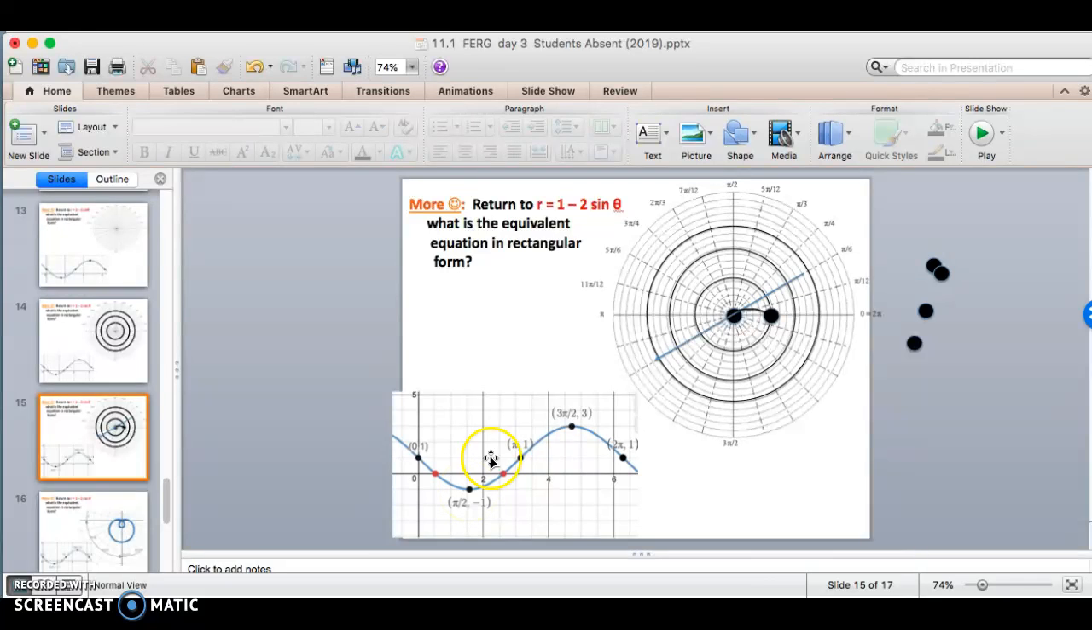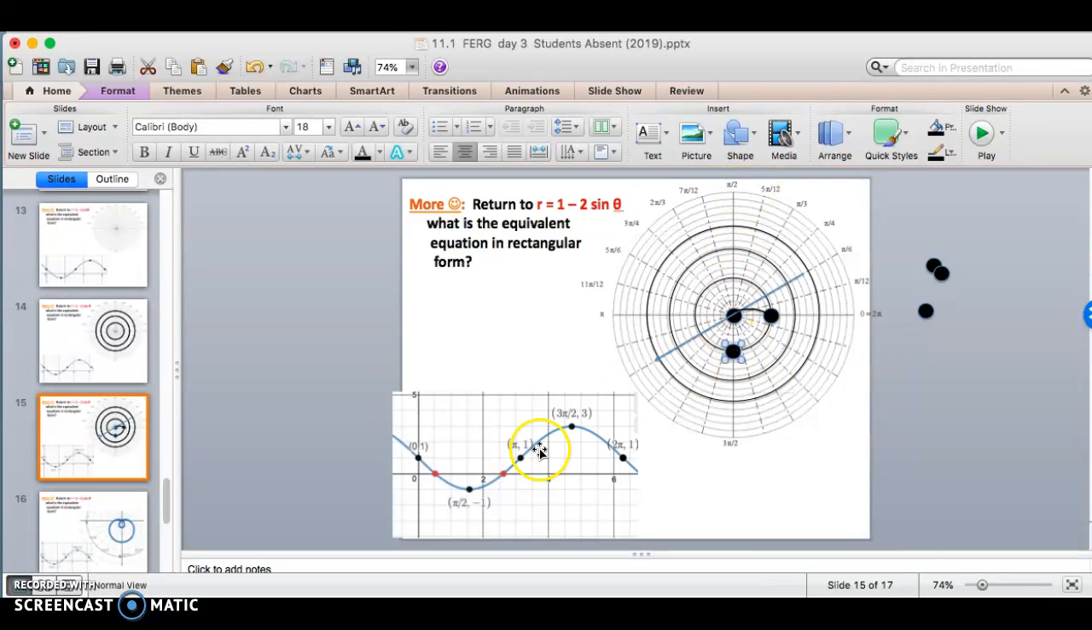So pi over 2, negative 1. Well, here's pi over 2, but a radius of negative 1 means down here, right? So let's go ahead and plot that point over here on a radius of 1, which is negative 1 for pi over 2. Now, what's happening between this value and pi over 2? The radius is actually getting bigger, but it's in the negative direction.